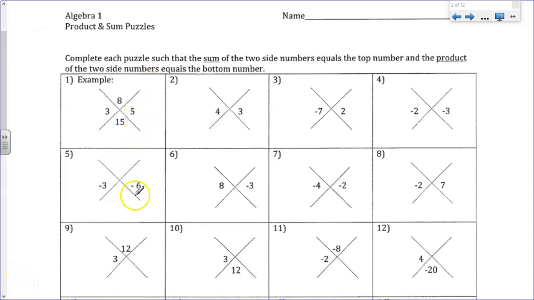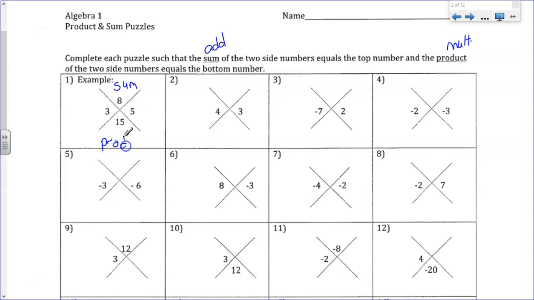Alright guys, so we are going to start the unit on factoring. We're going to look at this quick little puzzle here. We're going to complete each puzzle so that the sum of the two sides equals the top number. So that's going to be adding. So this is going to be our sum is the top. And the product, multiplying, of the two sides are equal to the bottom number. So this is going to be our product.